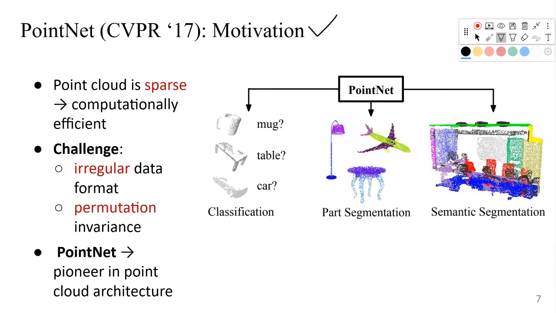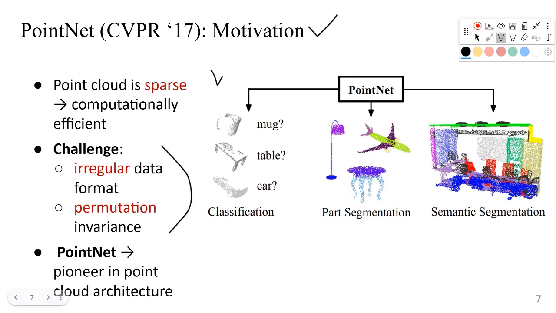We will first discuss the motivations for why this research work exists. As we know from the previous video sections, a point cloud is a sparse representation of a 3D model, right? So if we use this sparse representation to carry out 3D understanding or 3D recognition, it will be computationally efficient, computationally cheap. However, there are some challenges related to the data properties of the point cloud itself.